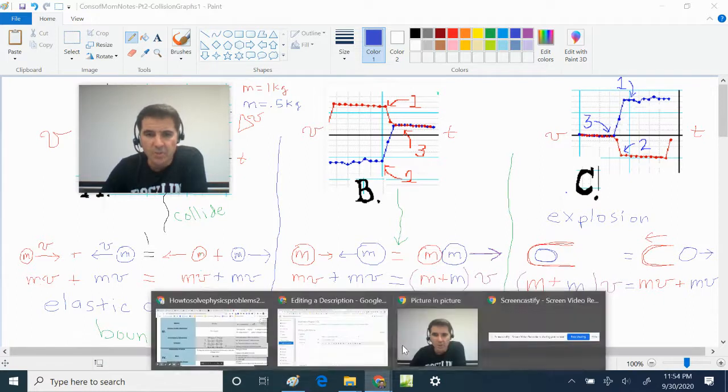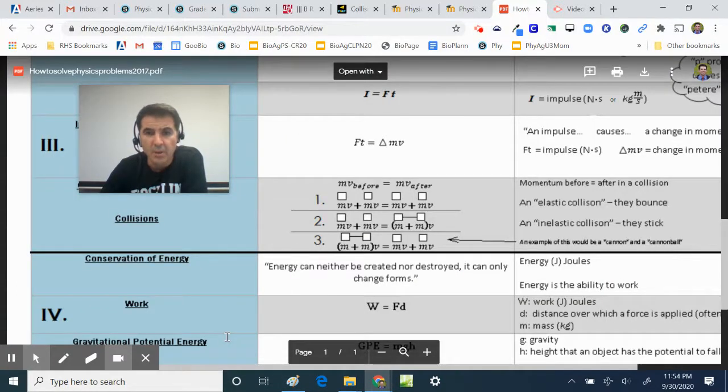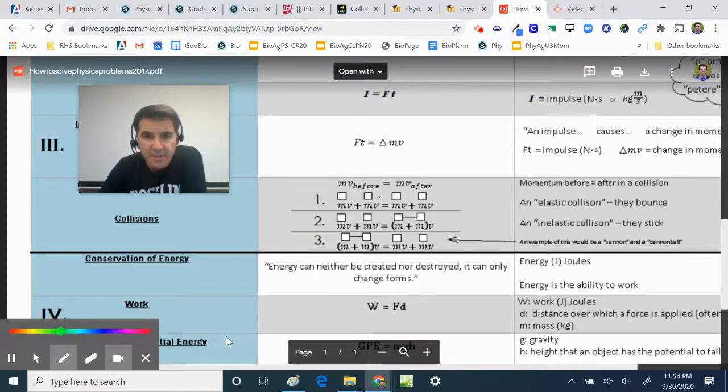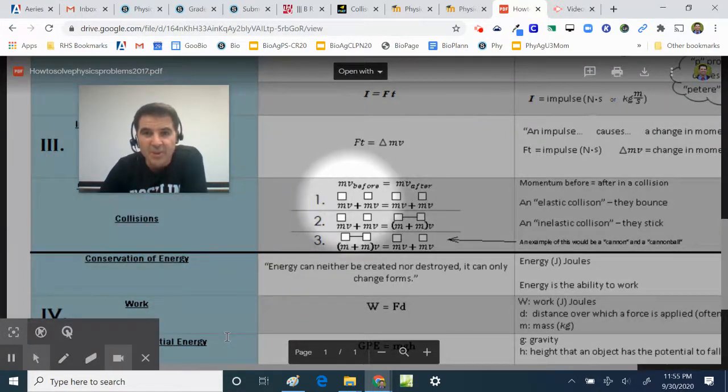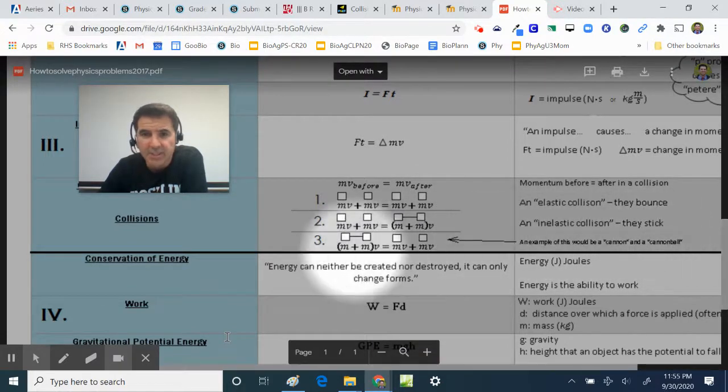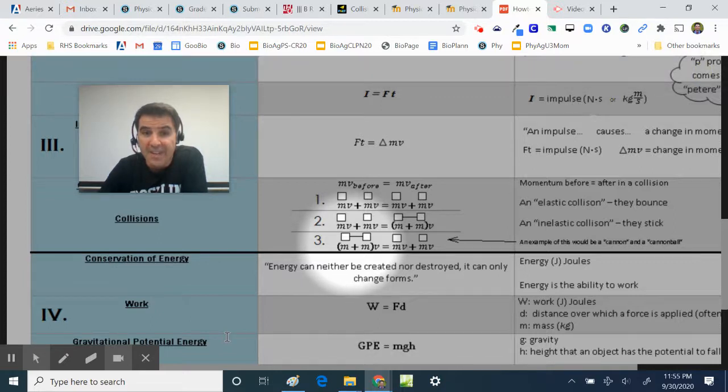Okay, let's think of another example of this explosion equation. Let's take a look at one on the actual quiz. While we're here, might as well take a look. This is the elastic collision. They are separate before and separate after. And this is the inelastic collision, where they're separate before, but together after. And this one, an example would be a cannon and a cannonball. This is the explosion equation. Before they're together, and then after they're separate.